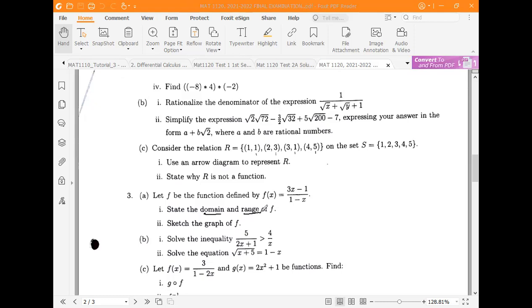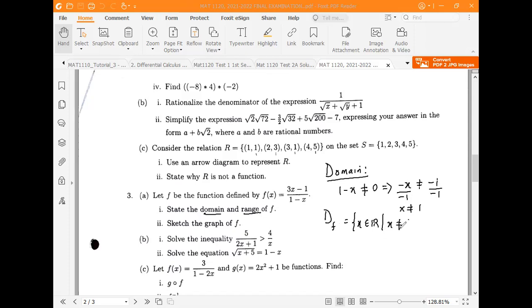So what is the domain here? Let's start with the domain. You get the denominator, because this is now like h over g. So we get the denominator 1 minus x, and this should not be equal to 0. What are we saying? We are saying negative x should not be equal to negative 1. If we divide, that means x is not equal to 1. So the domain of f is x, a real number, such that x is not equal to 1. Okay?